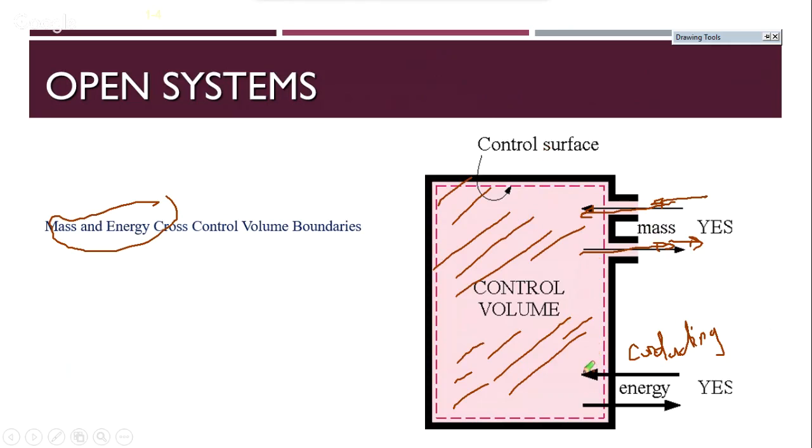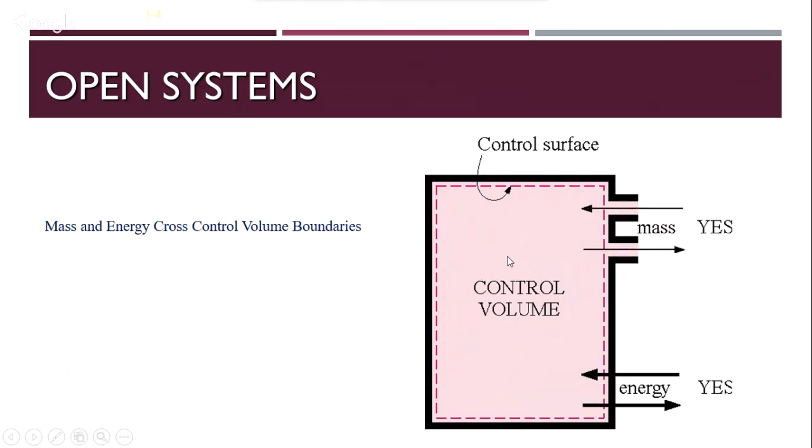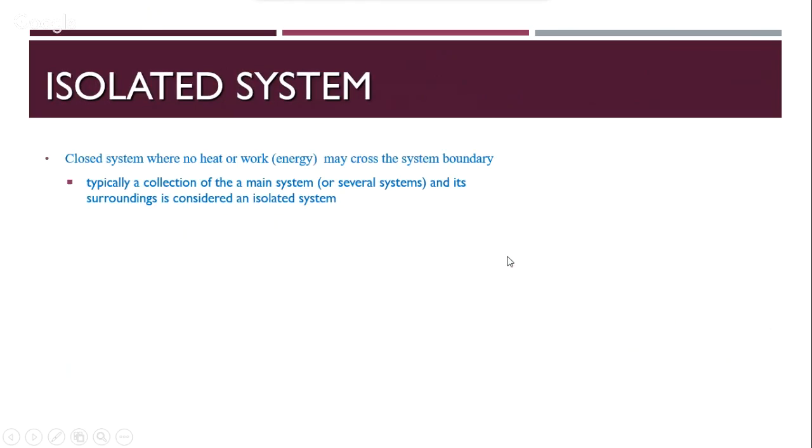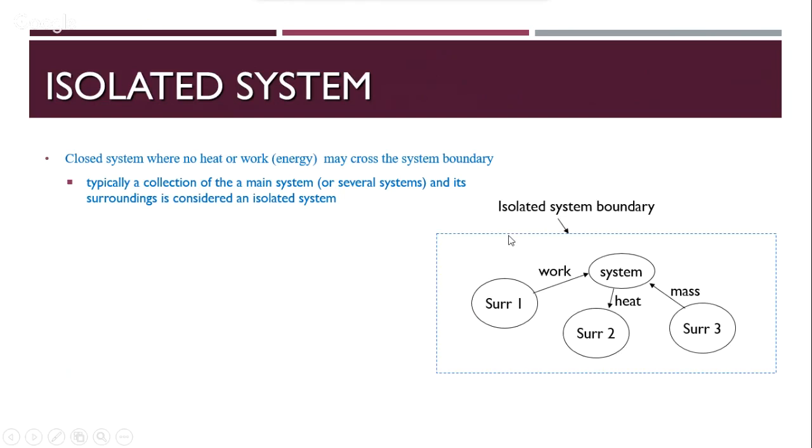This is what we call open systems. Good. Now, after this, let's look at isolated systems. Isolated systems are those where neither energy nor mass can be exchanged.